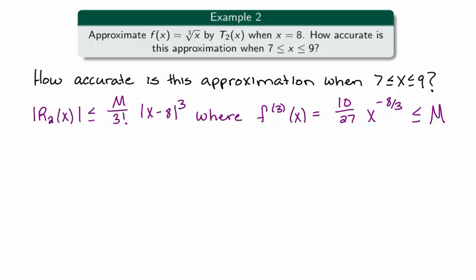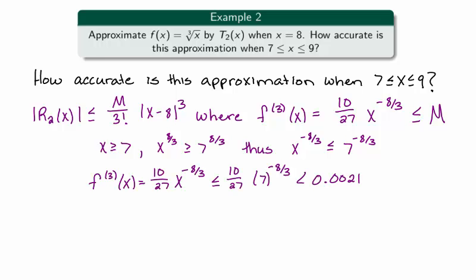Note that 7 is less than or equal to x is less than or equal to 9, and in particular, x is greater than or equal to 7. So x to the 8/3 is greater than or equal to 7 to the 8/3, and thus x to the negative 8/3 is less than or equal to 7 to the negative 8/3. Therefore, the third derivative, 10/27 times x to the negative 8/3, is less than or equal to 10/27 times 7 to the negative 8/3, which is less than 0.0021.